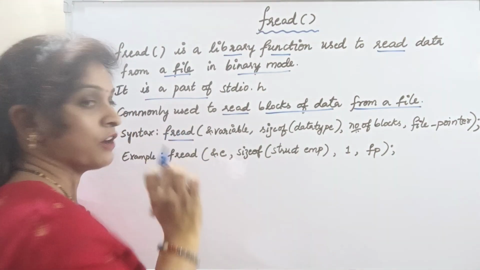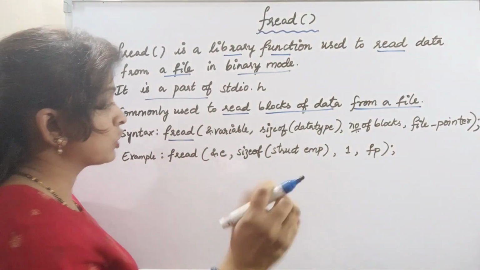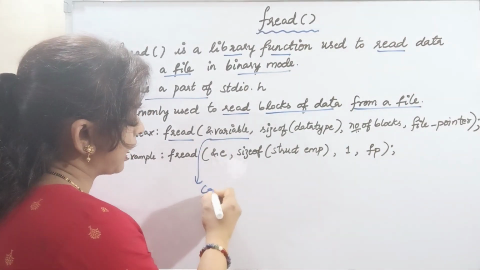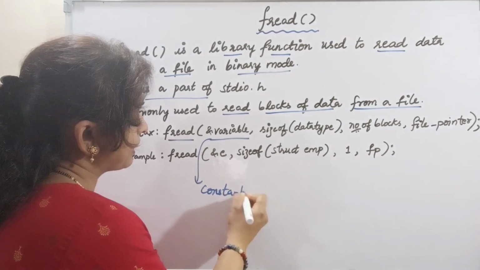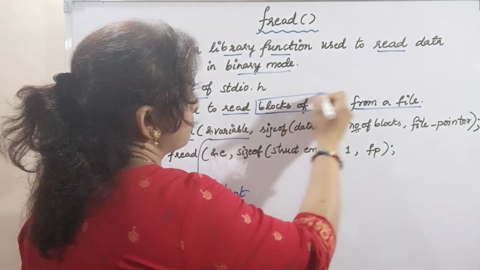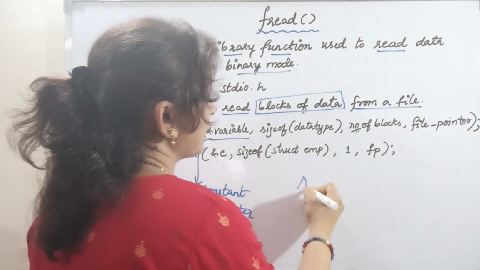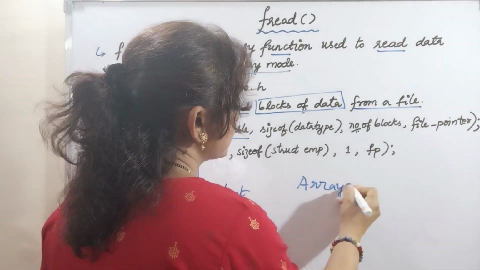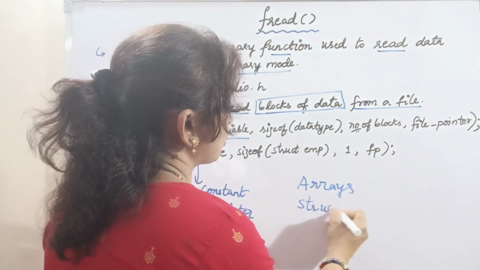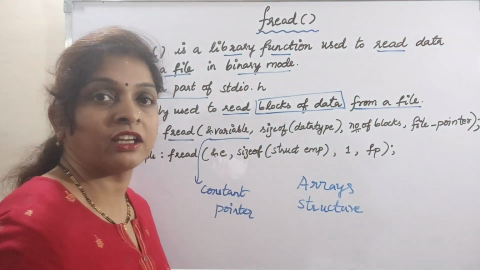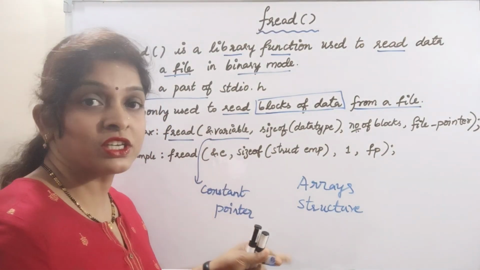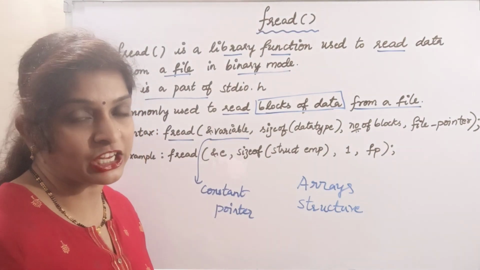So the function name is fread, and the arguments start with the ampersand of a variable. Here again I can say it is a constant pointer. When I say I am dealing with a block of data, it is always arrays or structures. Arrays and structures are the ones which deal with a block of data. An array is a block of data which is a homogeneous collection of data, and a structure is again a block of data which is a heterogeneous collection of data.